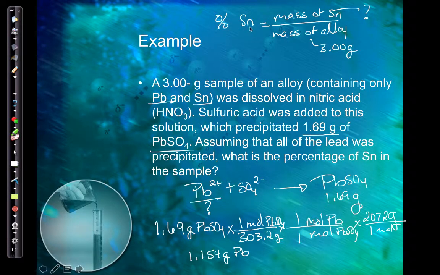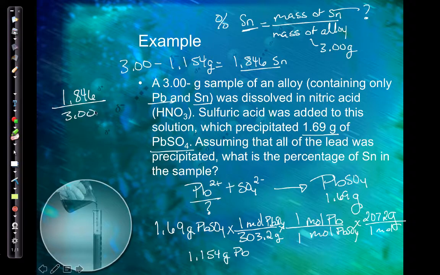It's asking for the percentage of tin. There are a couple of different ways to get that percentage, but I know that the whole alloy weighs 3 grams, and I know that the lead by itself was this. So I'm going to subtract and take the difference, which gives me 1.846 grams, and this should just be the tin. Now, can I find the percentage of tin? I needed the mass of tin, which I now have, and I needed the mass of the alloy, so now I can just plug it in, times 100, and that's going to give me 61%.